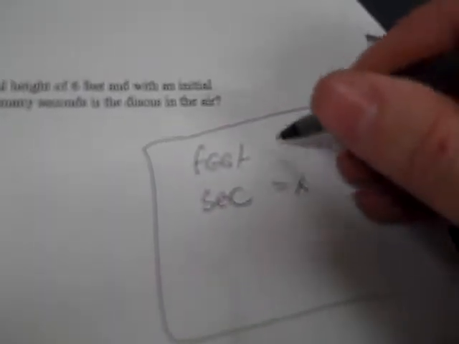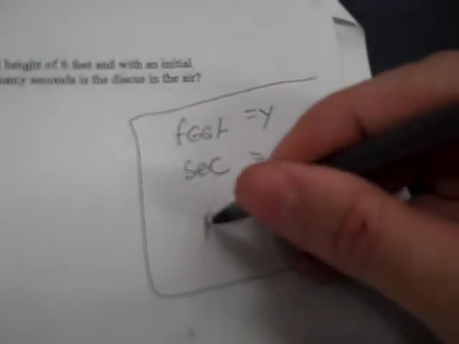Okay, ignore all these lines I drew. Drew him like an idiot. An athlete throws a discus from an initial height of 6 feet with an initial velocity of 46 feet per second. How many seconds is the discus in the air? Like on the last problem, we got feet and we got seconds. So x is seconds, y is feet.